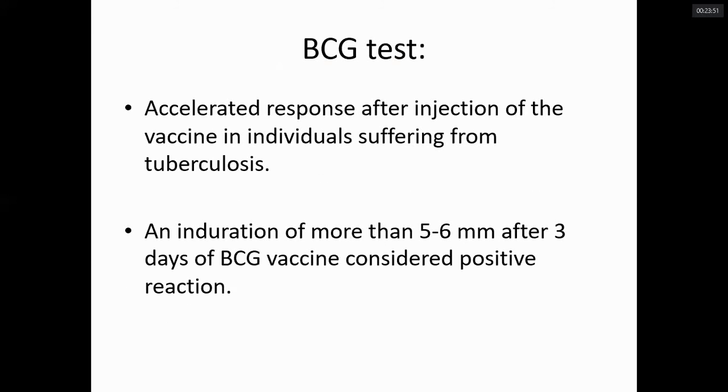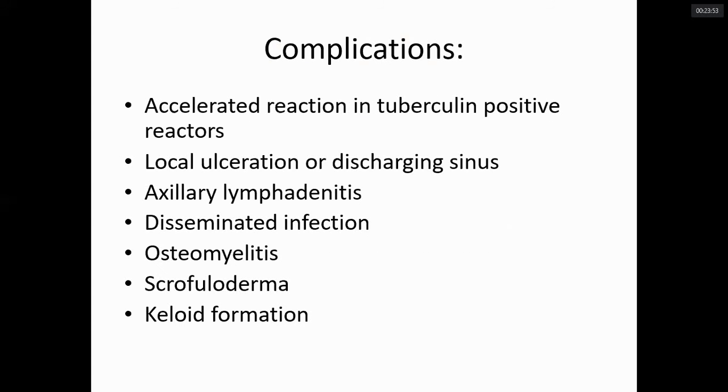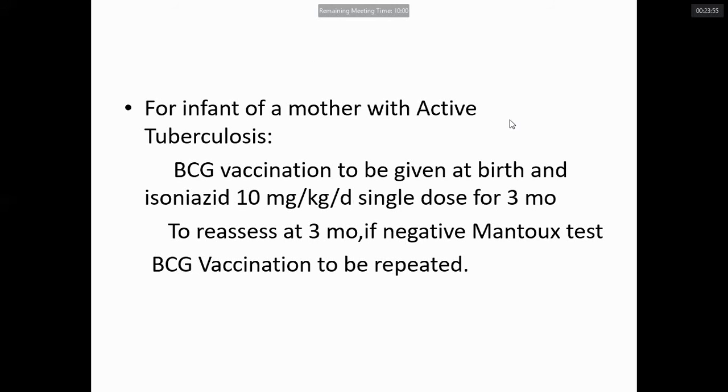So if a mother is tuberculosis positive and gives birth to a baby, then you should give BCG vaccination at birth, and start isoniazid 10 mg per kg per day, single dose for 3 months. You have to repeat the Mantoux test at 3 months, and if it is negative, then the BCG vaccine should be repeated. So this is how you give BCG vaccine to a child born to a mother with active tuberculosis.